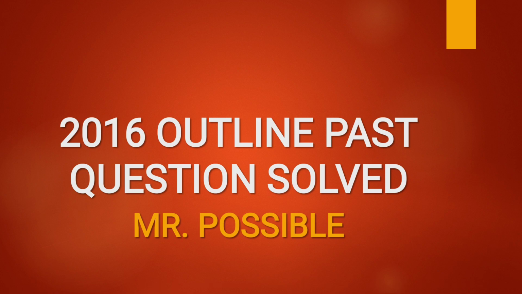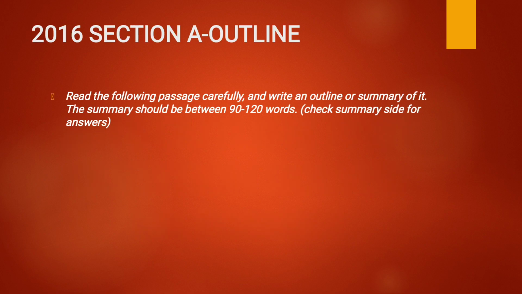Now, today, we are solving a highly extensive question on outline. Take your time and then follow it accordingly. So we are looking at 2016 outline past question, and then be very careful about it. This is how sometimes the question comes. Read the following passage carefully and write an outline or summary of it. The summary should be between 90 to 120 words.